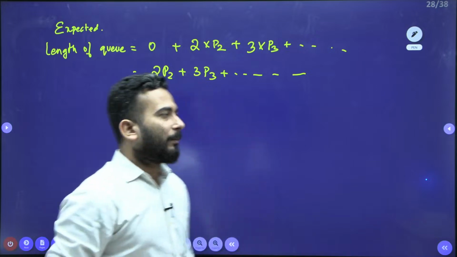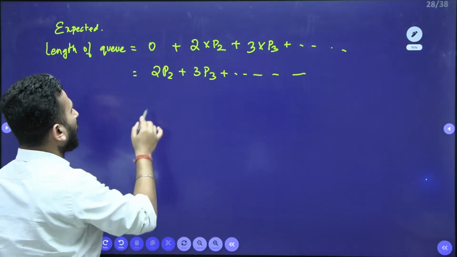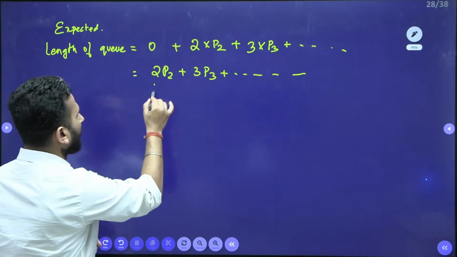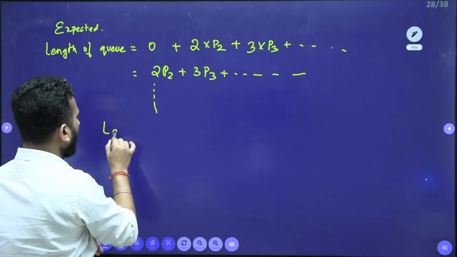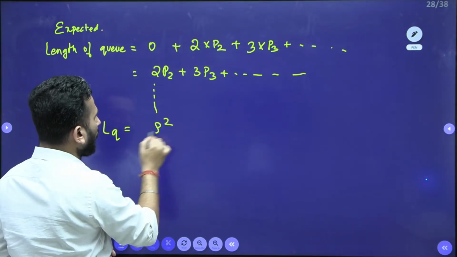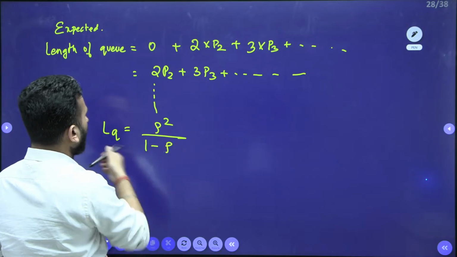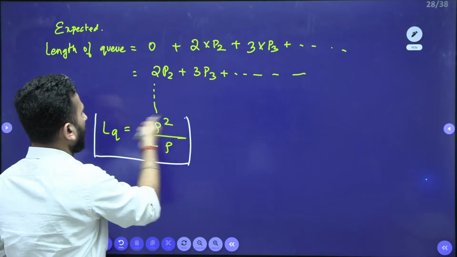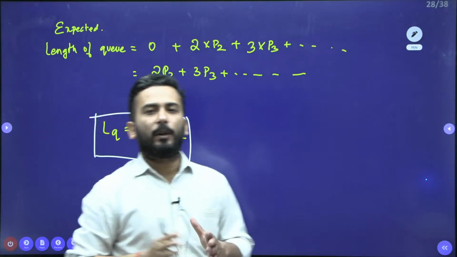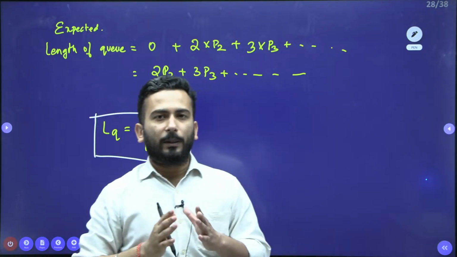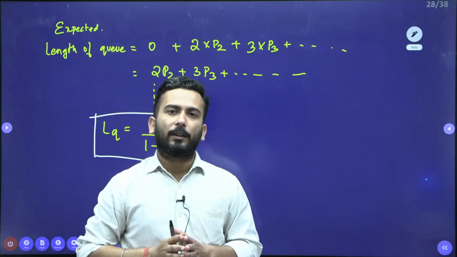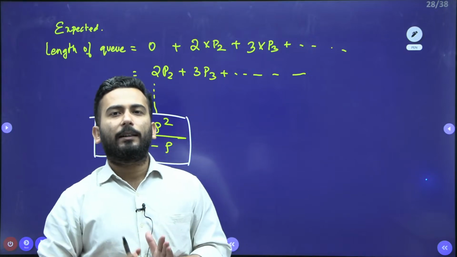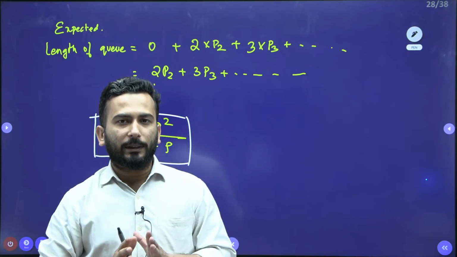When you derive all these things, my dear friends, I can do this, but it is not needed at this moment. So length of Q will come out to be rho square by 1 minus rho. And students who have already been taught industrial engineering in their classes must know how this formula comes.